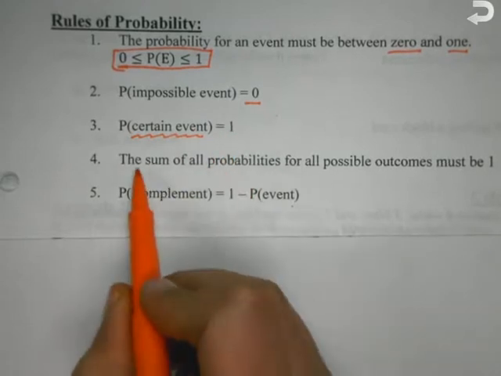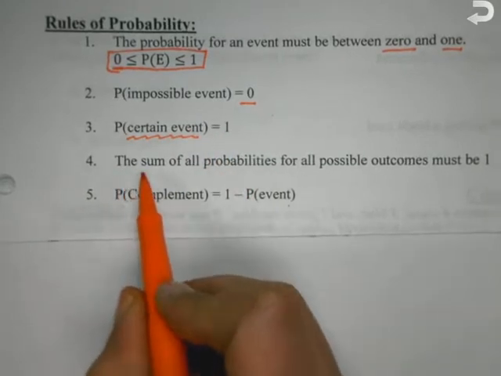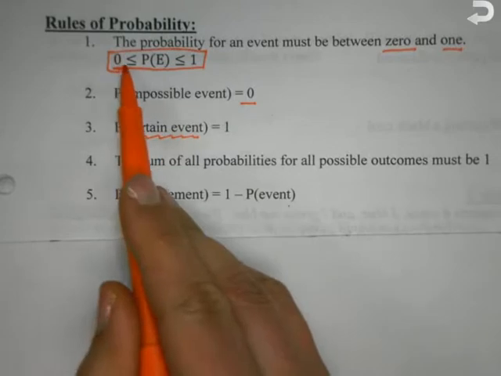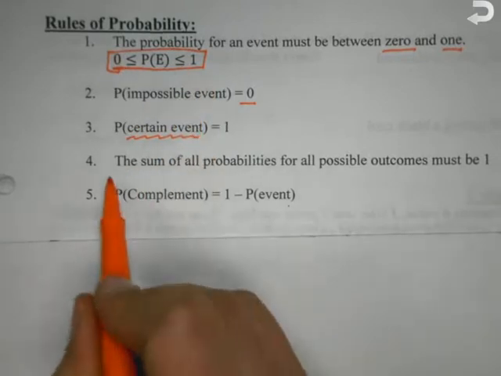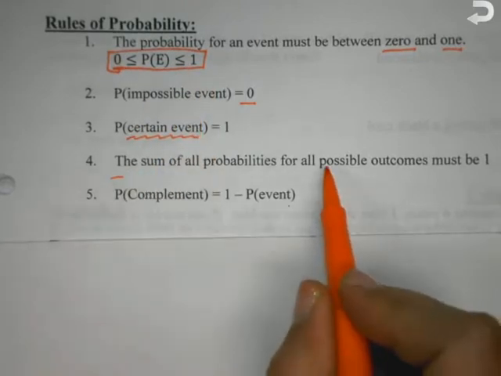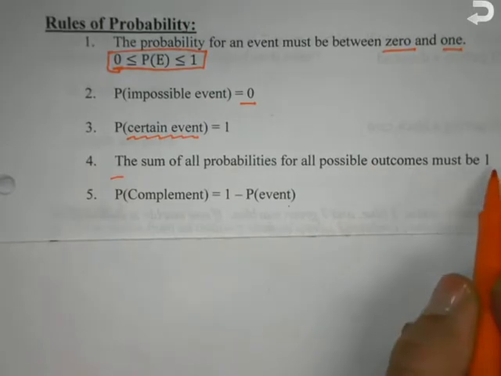Because all probability is greater than 0 but less than 1, the sum of all probabilities for all possible outcomes will all add up to be 1.